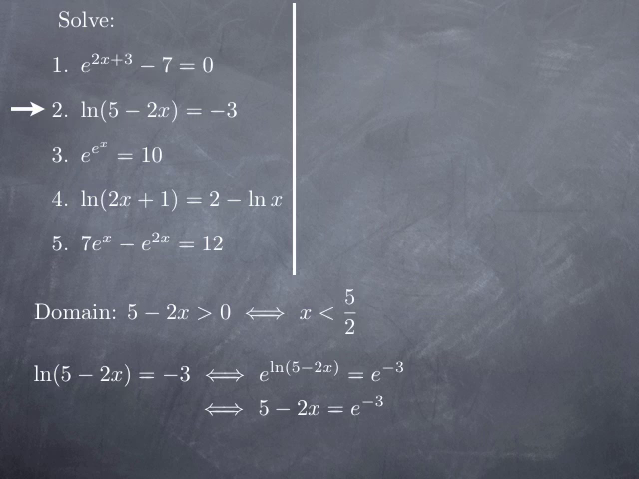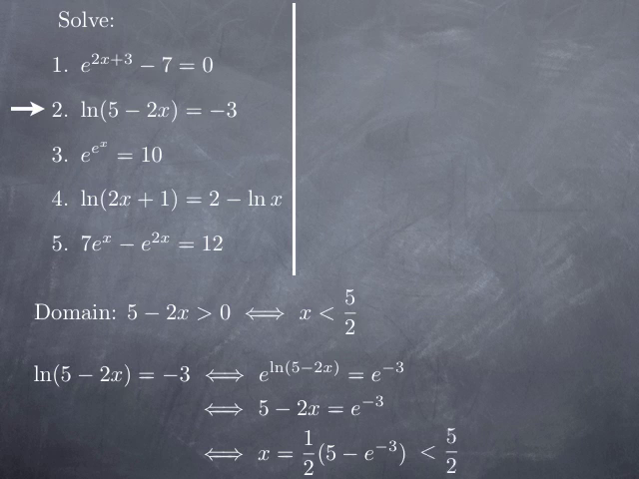So I have 5 minus 2x is e to the negative 3. I'm going to add 2x on both sides, subtract e to the negative 3 on both sides, divide by 2, and we obtain as a unique solution x equal 1/2 of 5 minus e to the negative 3.